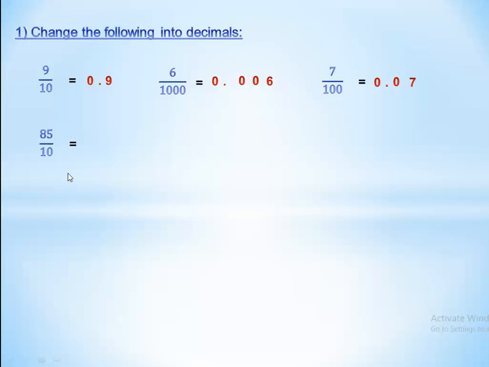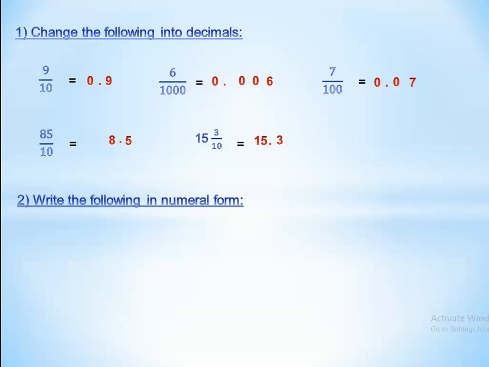Okay, 85 over 10. Let's put 85. And we have 1 zero, so let's count 1 and put the decimal point. So it will be 8.5, or 8 and 5 tenths. Next, 15 and 3 over 10. Let's write 3 and how many zeros? 1, so we put the decimal point and put the whole number, 15.3, or 15 and 3 tenths.